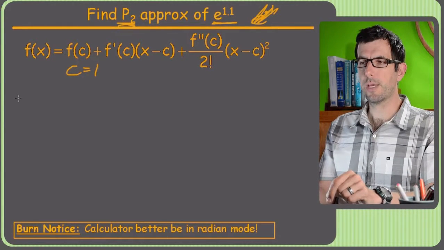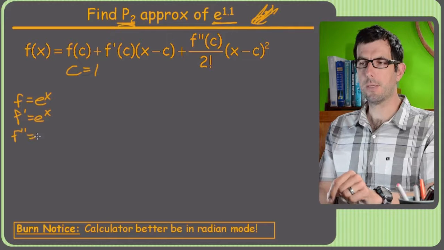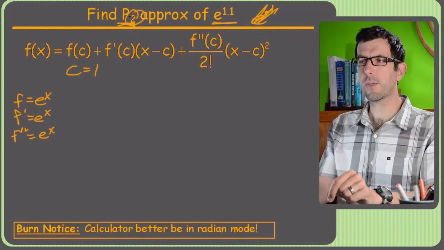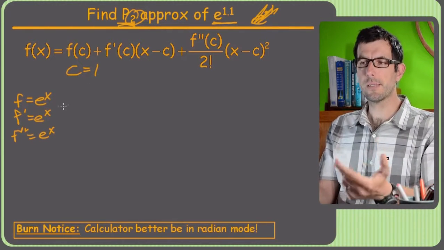And let's do our usual thing here. So f equals e to the x. F prime is also e to the x. F double prime also e to the x. So that's nice. And double prime is all I'm going to need because I'm going out to the 2nd degree term. And 2nd degree has a 2nd derivative and all that.